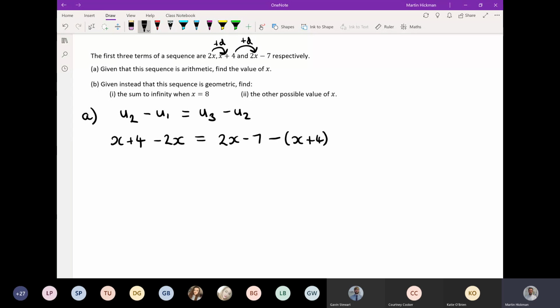This bracket is really important because if you just put minus x plus 4, you're going to be adding the 4 rather than taking the 4 on that right hand side. So really important that you put in the bracket, you've got to take the whole of that away from the 2x minus 7. With a little bit of rearranging, firstly just simplifying both sides, we get 4 minus x, and we get x minus 11. Add x to both sides and add 11 to both sides, and we'll end up with 2x equals 15. So x just equals 15 over 2.